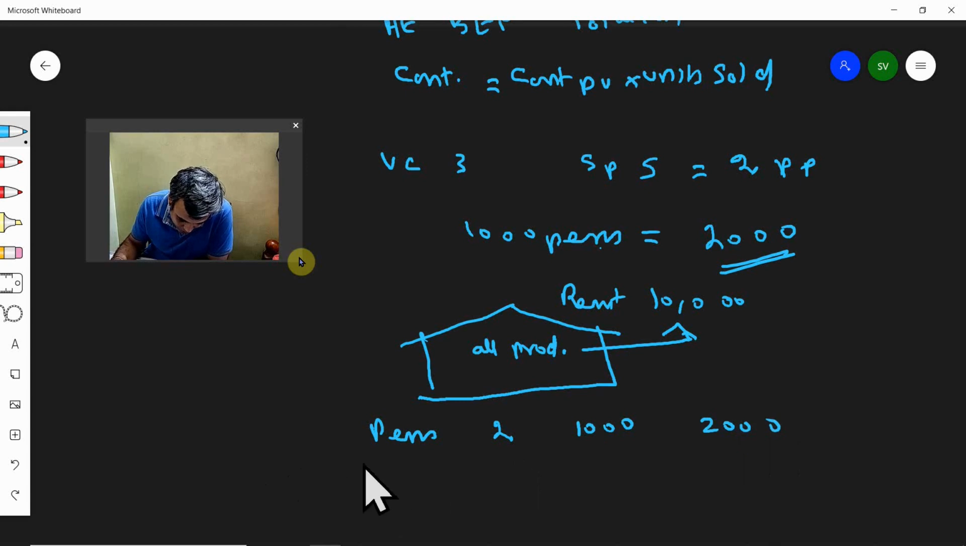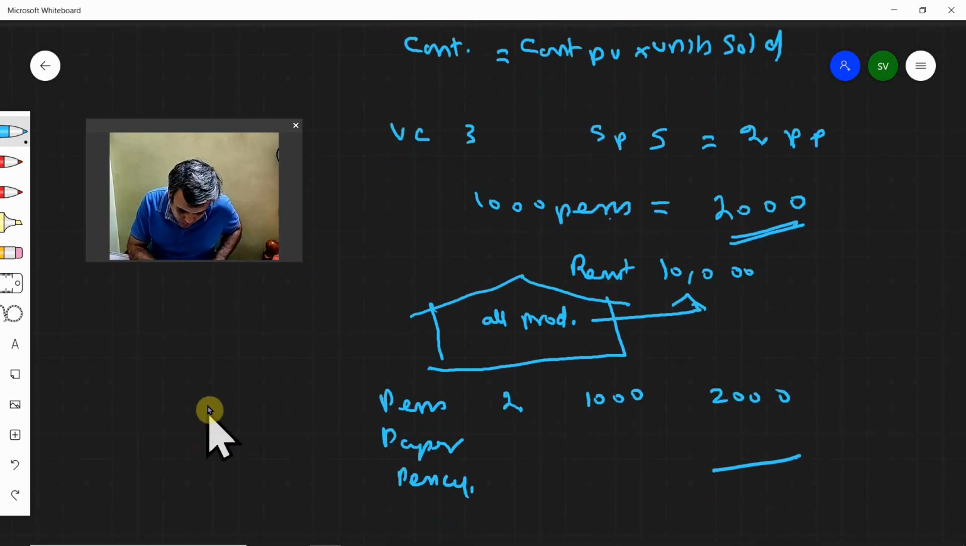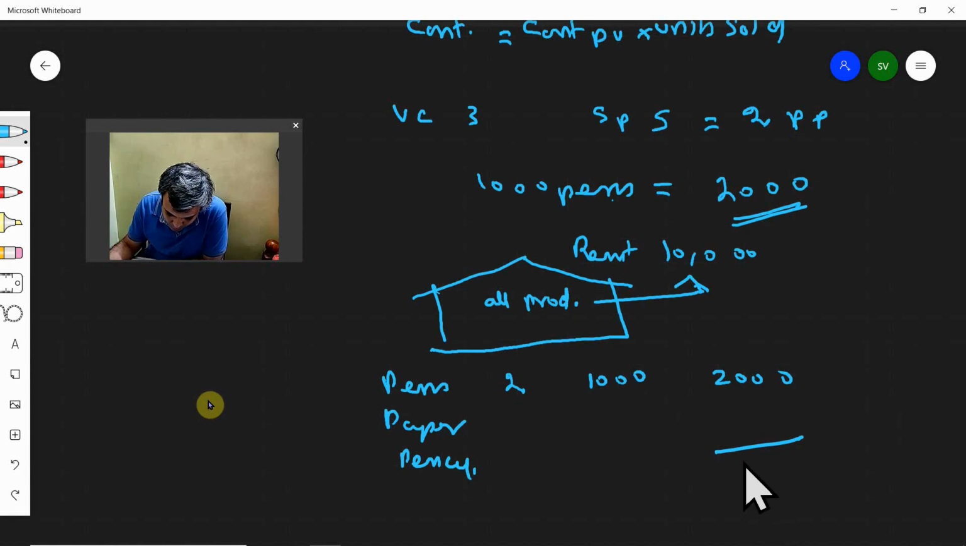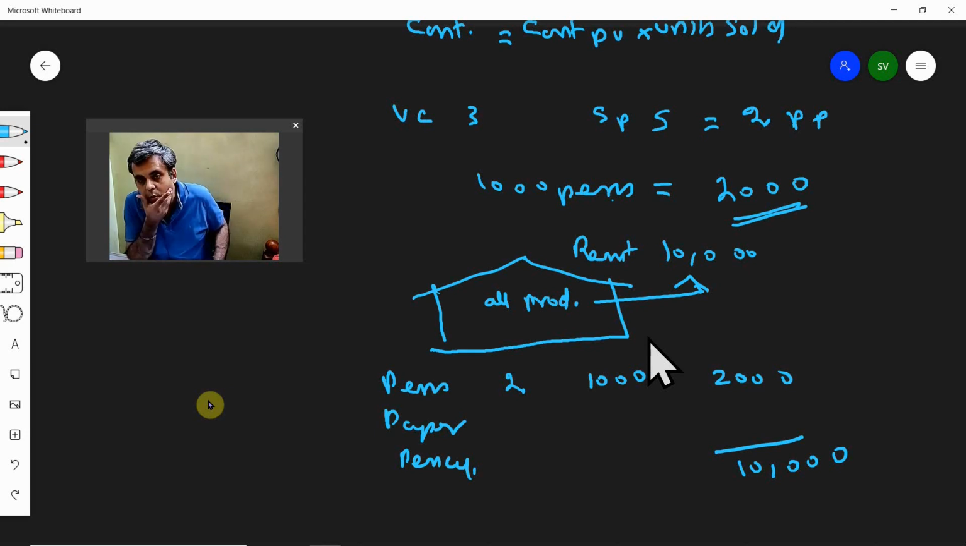Same way, I may be selling paper, pencil, everything. So all that added together, the total should work out to 10,000. Don't worry about where I am getting 10,000 from. Not this question now, it is imaginary. I just want you to visualize before I start the computation. Shall I proceed? So the contribution from all the products in all should recover the FC for me. That is the idea.